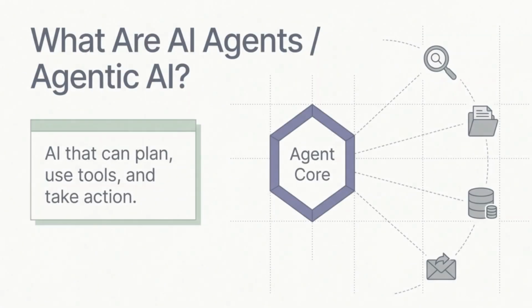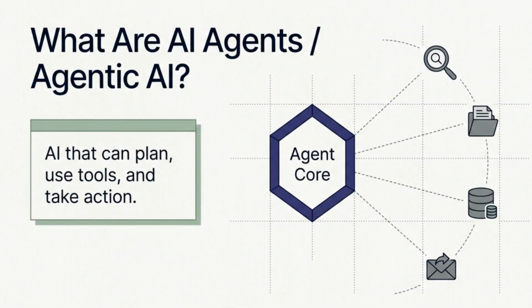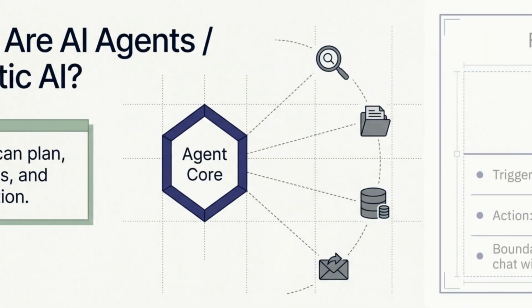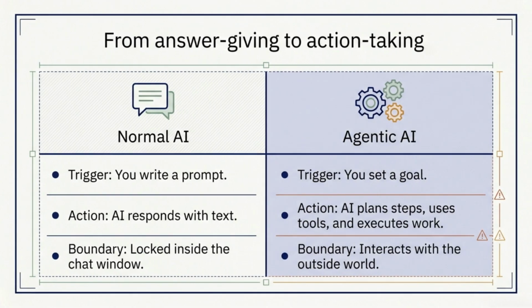Now let's talk about AI agents, also called Agentic AI. In simple terms, this is AI that can do more than answer questions. It can plan, use tools, and take actions toward a goal. A normal AI assistant responds to your prompt. An AI agent works toward a goal. It may break the task into steps, decide what to do next, use tools, and take actions. That is the main difference.